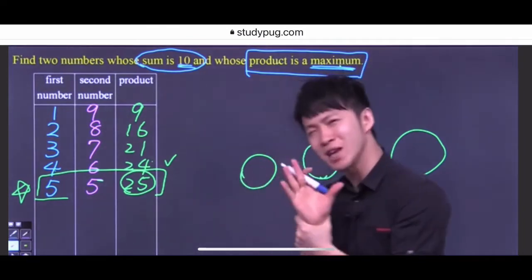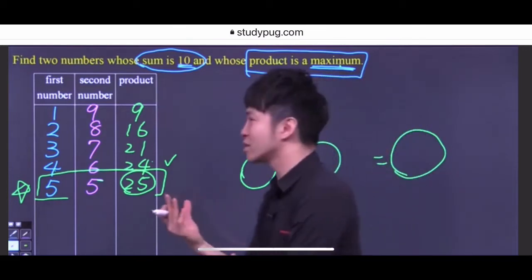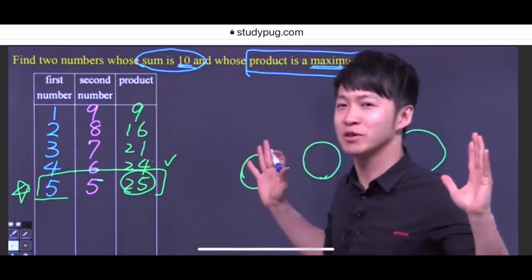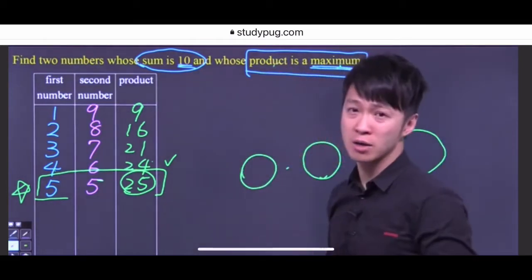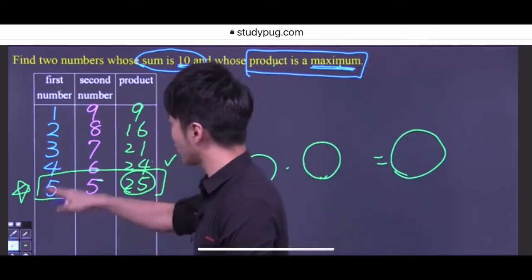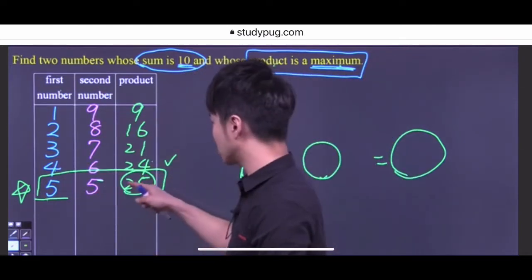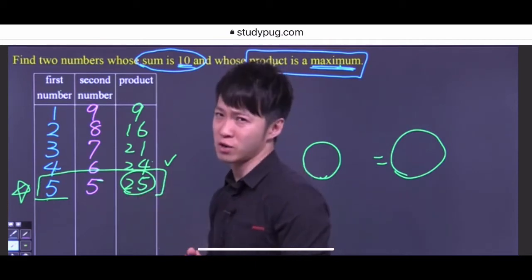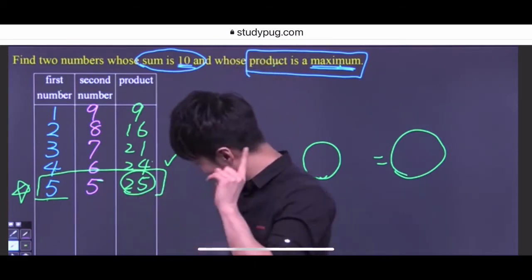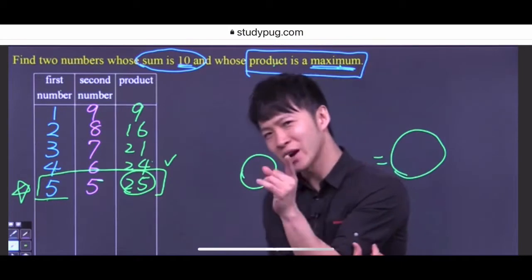you might be very tempted to want to make a conclusion that, you know what, I found the answer. To maximize the product, my two numbers must be first number 5, second number 5, and that's going to give us a maximum product of 25. But guys, be careful here.